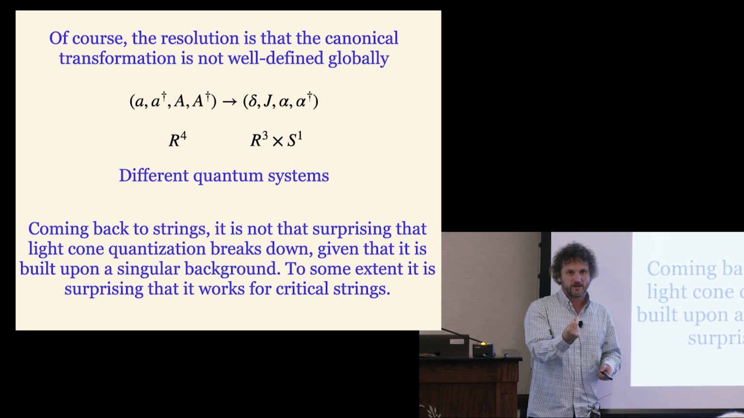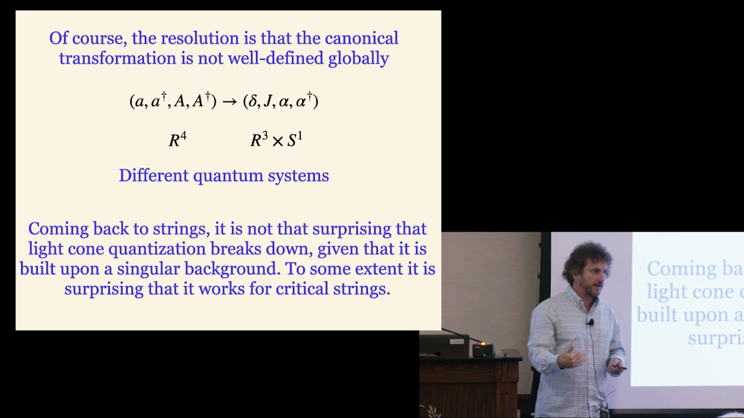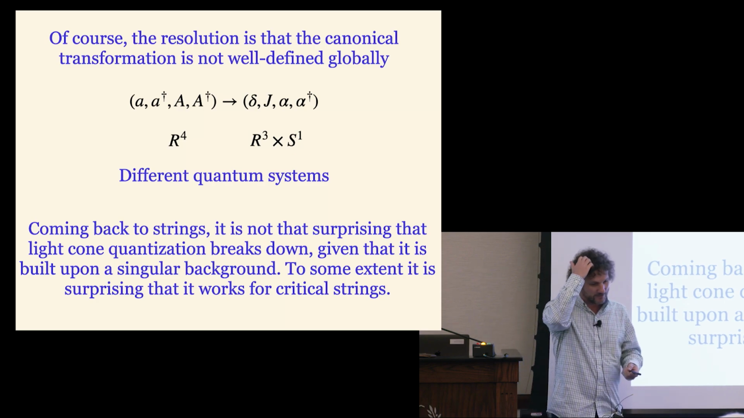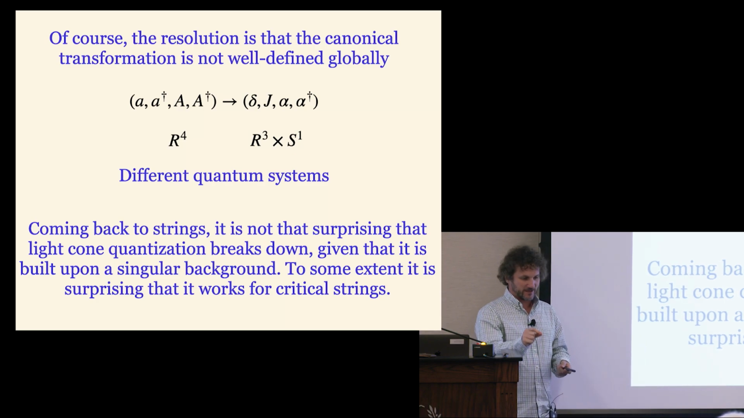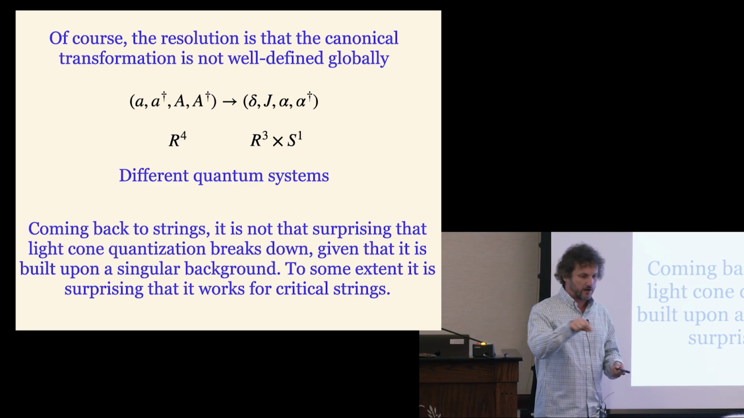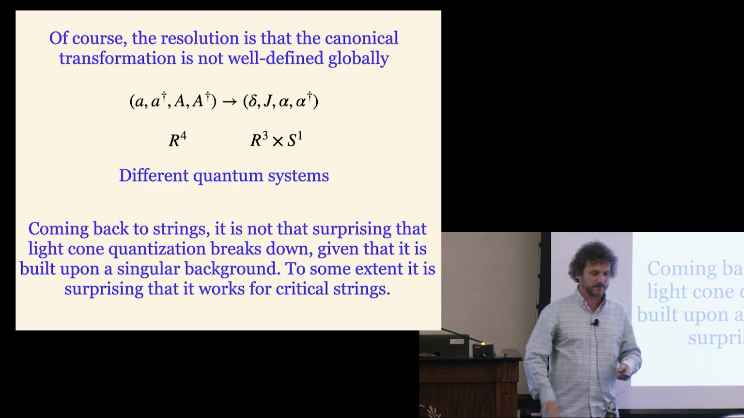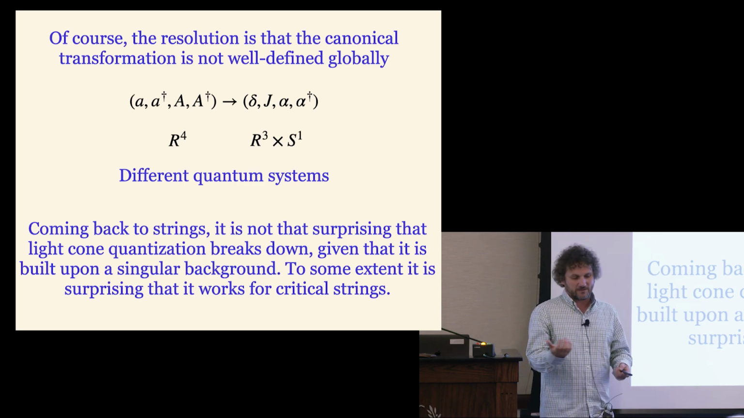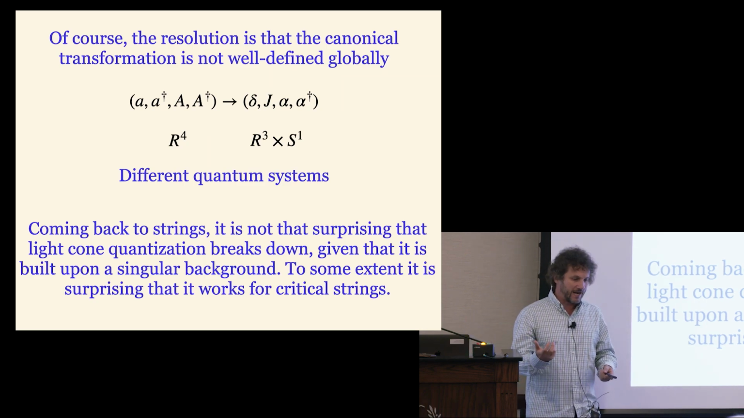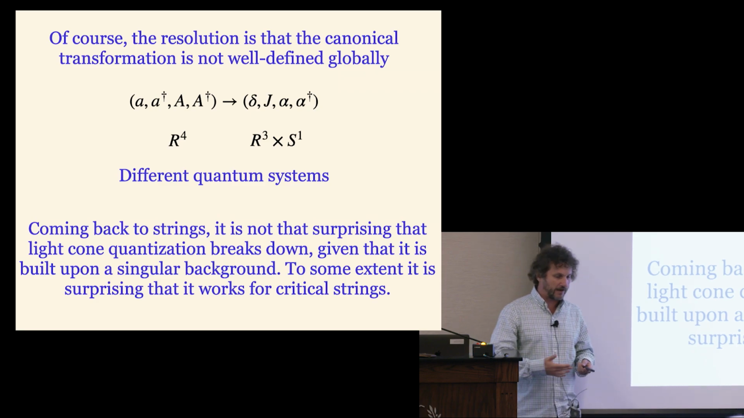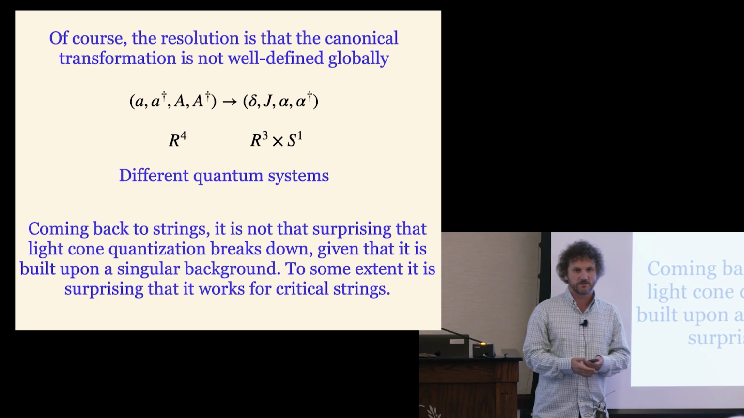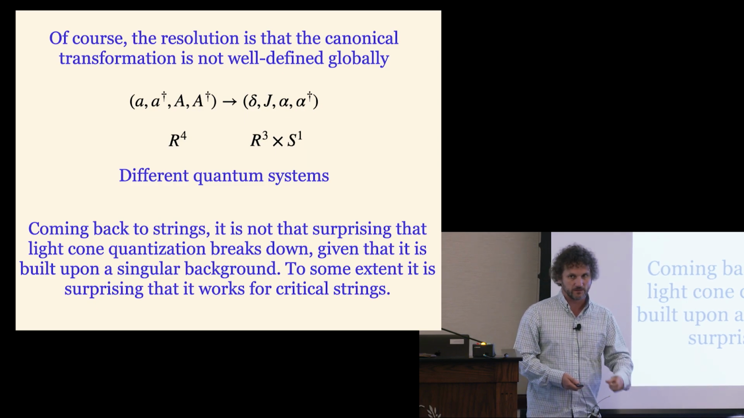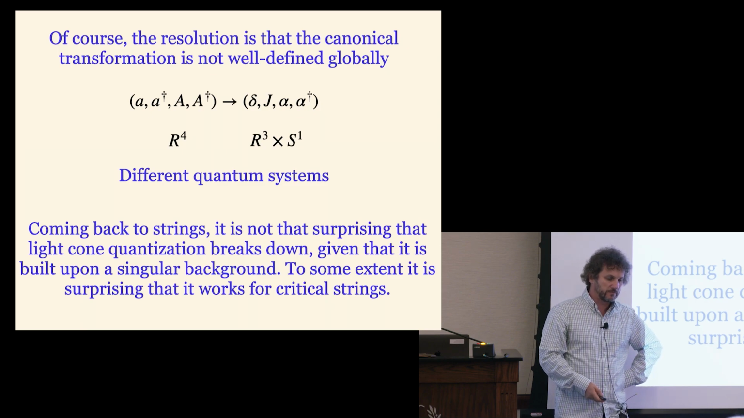So those harmonic oscillators, which one finds in the light cone quantization, are not guaranteed to truly exist, because they correspond to a singular background x plus equal to tau, and the string is shrunk to 0. So in some way, it is more surprising that that procedure still correctly works for critical strings and produces the correct spectrum there, even though it corresponds to quantizing around a singular background.